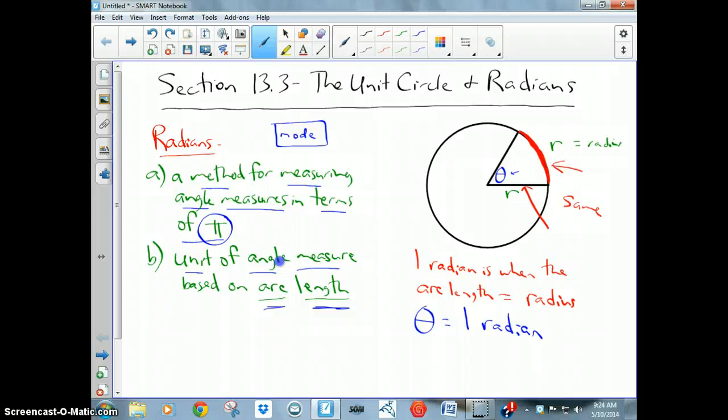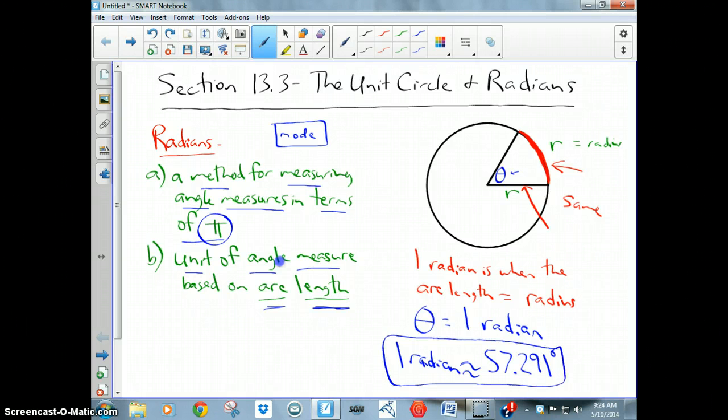Now, what is 1 radian? 1 radian is approximately equal to 57.291 degrees. Make sure you write that down. Roughly the size of that angle right there, 57.291 degrees. That is the value of 1 radian. All right, so that's the basic idea and the definition of what a radian is.